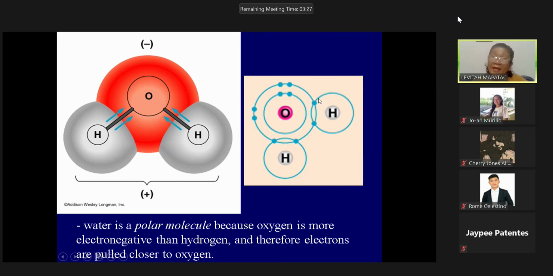Why? Because these two electrons here are being shared with the first hydrogen. These two electrons here again are being shared with your second hydrogen. And what kind of a bond is that? It is polar covalent; it is not equally shared. So water is a polar molecule because oxygen is more electronegative than hydrogen. Therefore, electrons are pulled closer to oxygen.